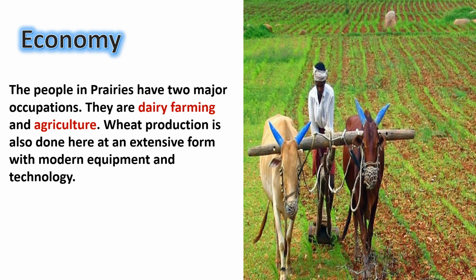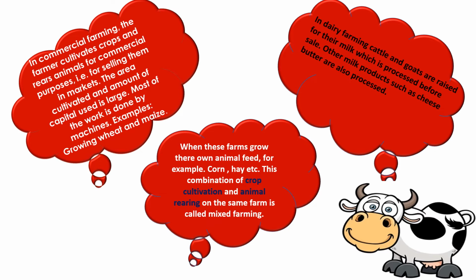Now let's discuss the economy of the prairie. The people in the prairie have two major occupations, meaning how they used to manage their livelihood. They were involved in dairy farming and agriculture practices. Wheat production is also done here on an extensive scale with modern equipment and technology. So now let's discuss commercial farming.